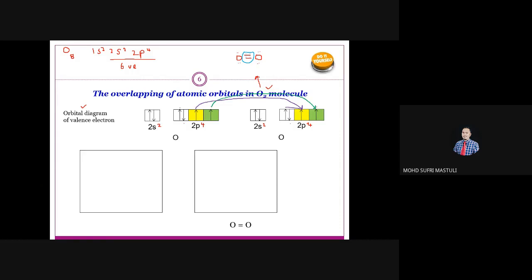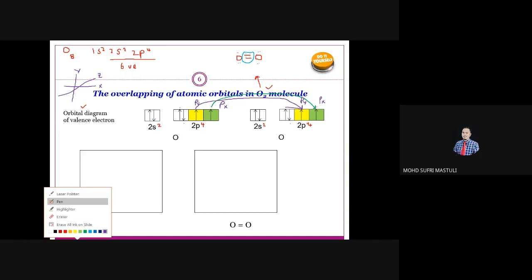So this is a px, this is a py. This one is a px, this is a py. Remember this: this is a px, this is a py, this is a pz. X and y, and also z. Okay.